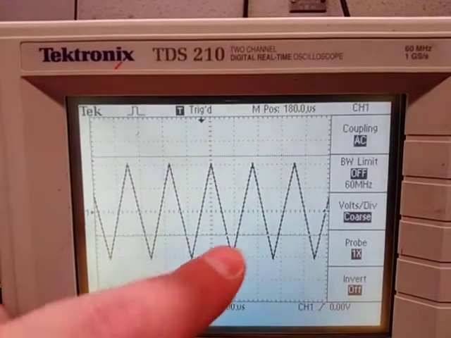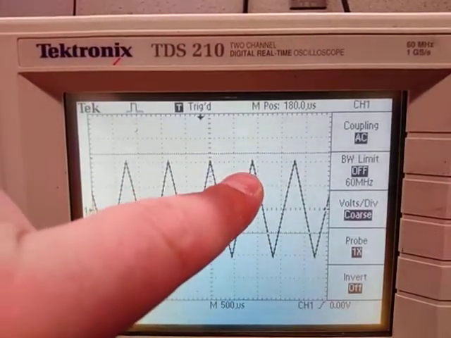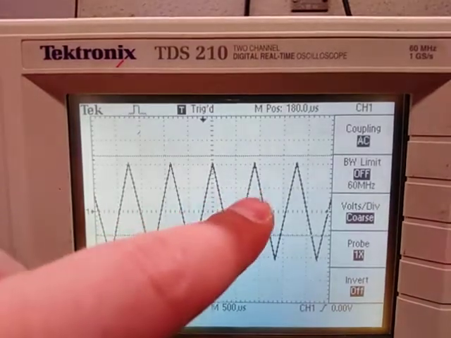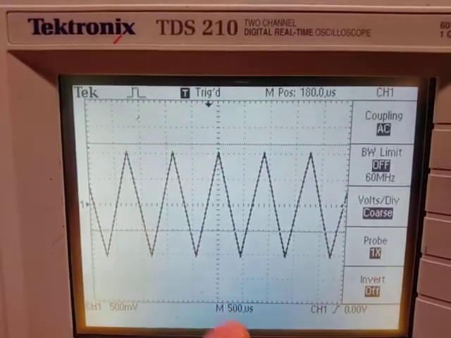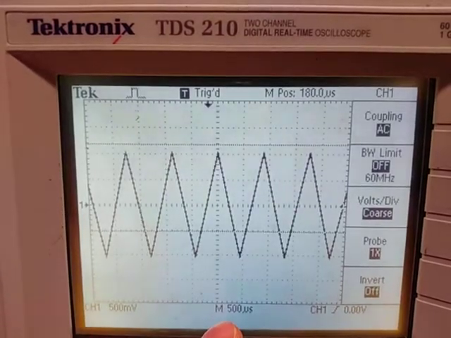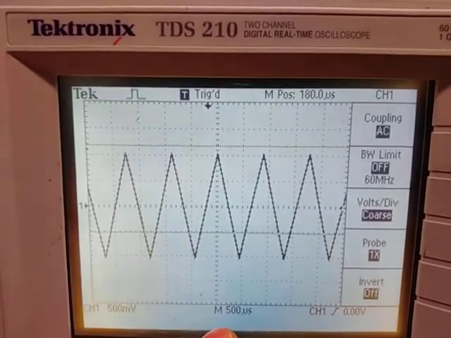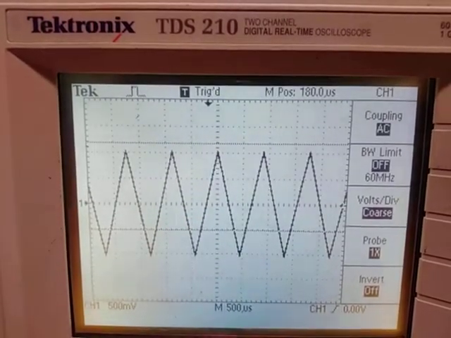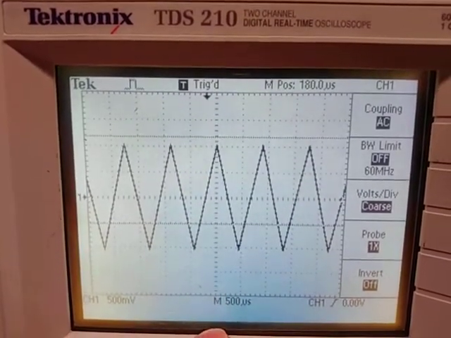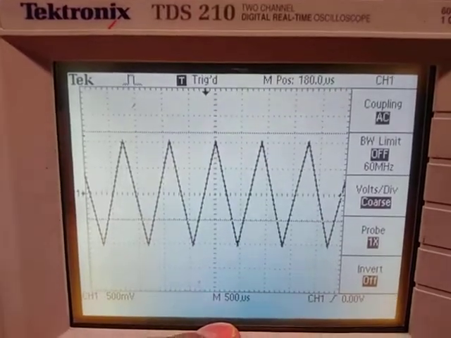from this peak to this peak we have around 1.8 squares horizontally, or let's say 2 approximately, and each one is 500 microseconds, so that would be 1 millisecond, which means the frequency of the signal is around 1 kilohertz.